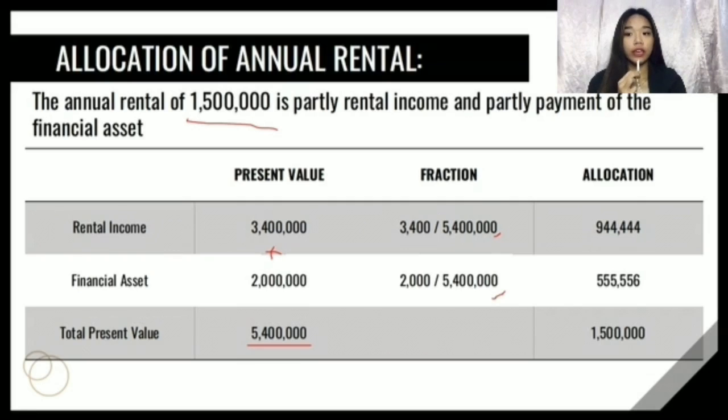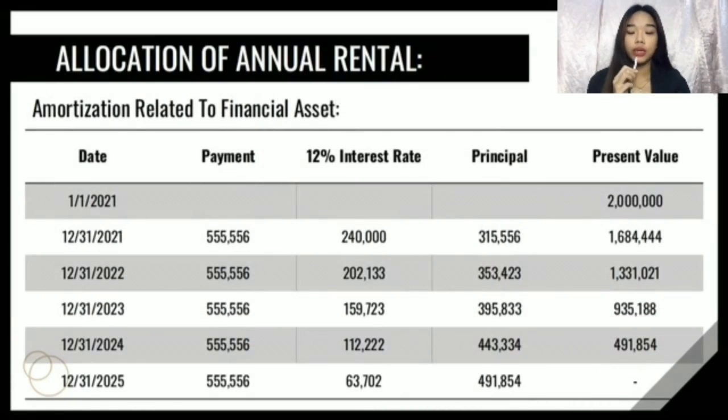For the total allocation, rental income 944,444 plus the financial asset 555,556. That would be 1,500,000. We'll see here the amortization related to the financial asset. So on January 1, 2021, the present value is 2 million. So at the end of the term, which is at the end of 2025, the present value should be 0.